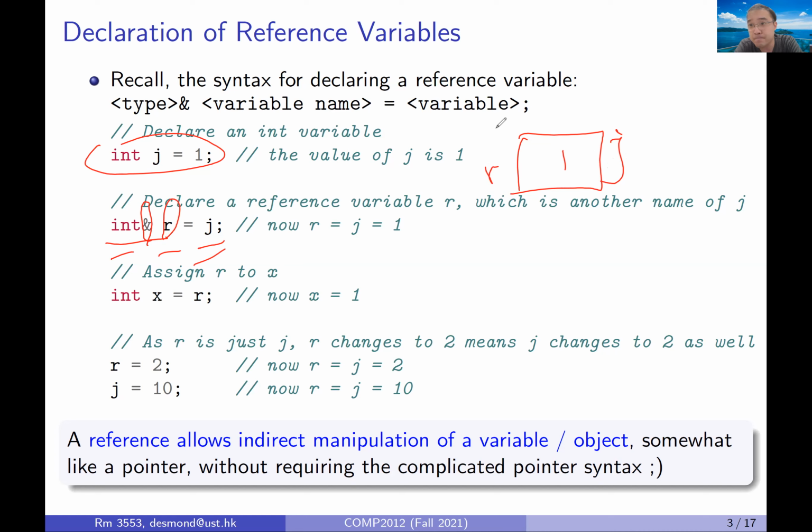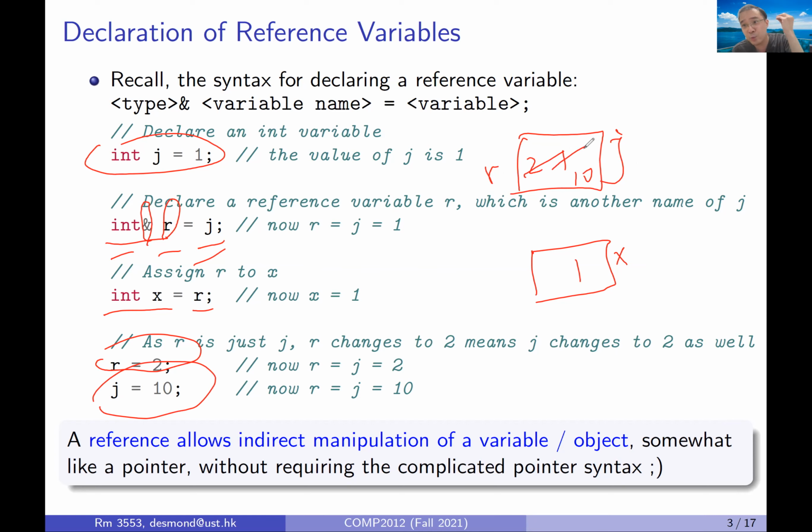Okay? Next, int x, we have another variable x. R means this guy, 1. You put 1 to x. Now, R equal to 2. Who is R? R is here, this box. Set it to 2. J equal to 10. Which one is J? This one. Set it to 10. So in other words, no matter which name you use, R or J, always refer to the same box. Okay? So don't be scared, everyone.